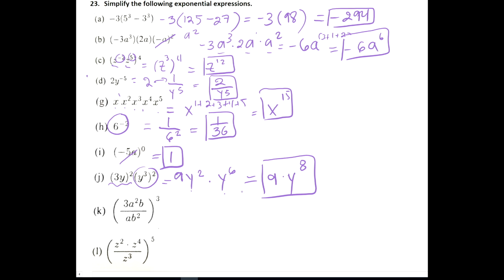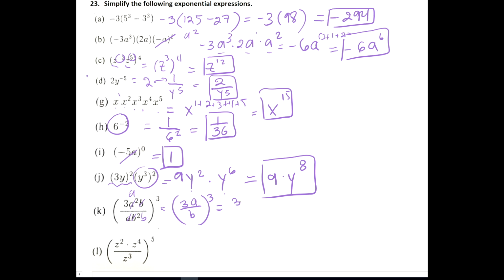Part K. For this part, we're going to focus inside the parentheses first. We want to simplify inside the parentheses as much as we can before we cube everything. The 3 stays there, but one a from the denominator cancels one of the a's from the numerator, so we have 1a there. Also, one of the b's from the numerator cancels one of the b's from the denominator, but there's still one b left. So inside the parentheses, we have a simplified expression of 3a over b. Now we can cube it.